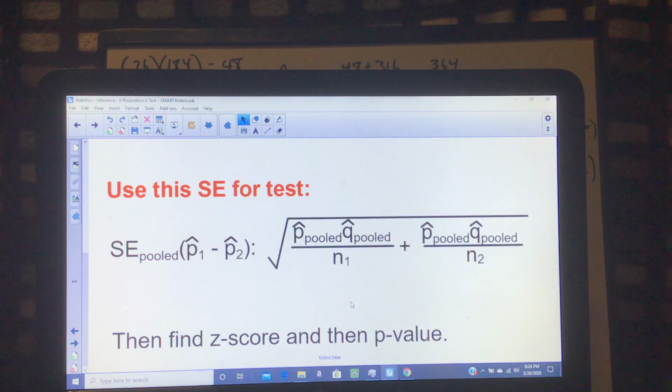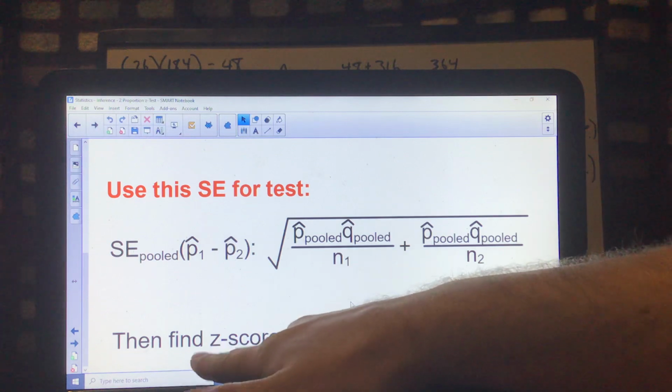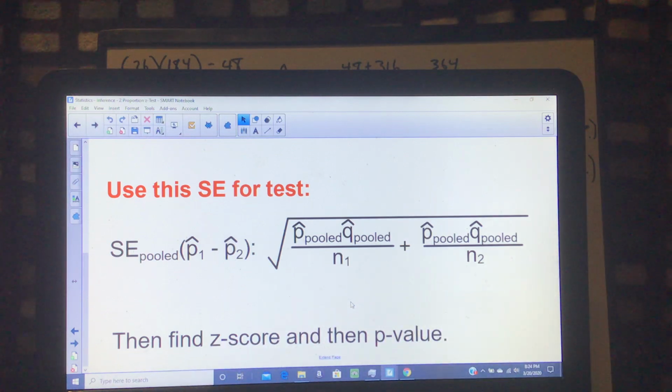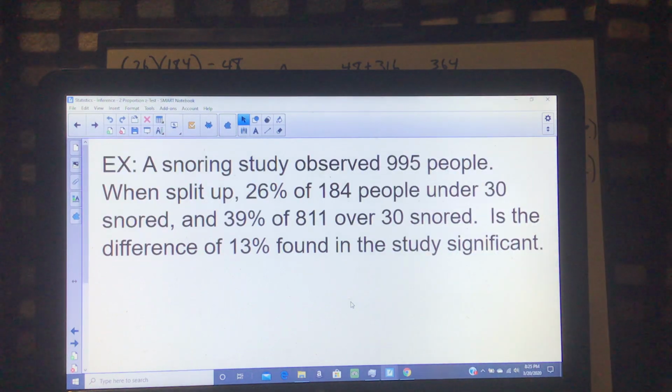All right. With that in mind, now I can show you the entire process of doing the test. So those are the big differences. Once we've done all this, I'm going to do like we always did, find a z-score, find a p-value, then make a conclusion. All right? So hopefully you understand all that, and now we're ready to answer this question. So I want to see, is this 13% different because the actual populations are different, or is it 13% different because of natural variation, that really they snore at the same rate, and I'm just getting some variation in my samples because that happens?